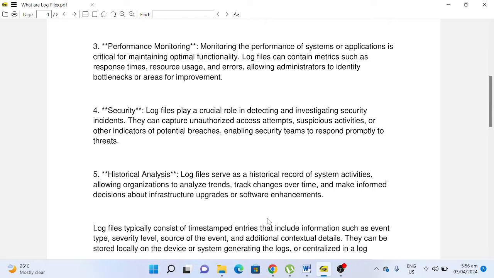Log files serve as historical record of system activities, allowing organizations to analyze trends, track changes over time, and make informed decisions about infrastructure, upgrades, or software enhancements.